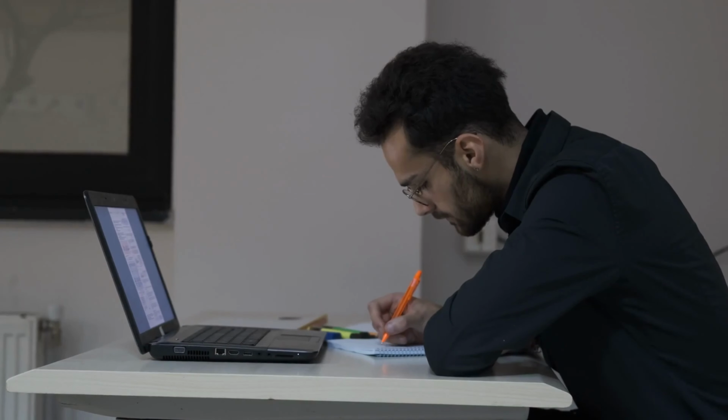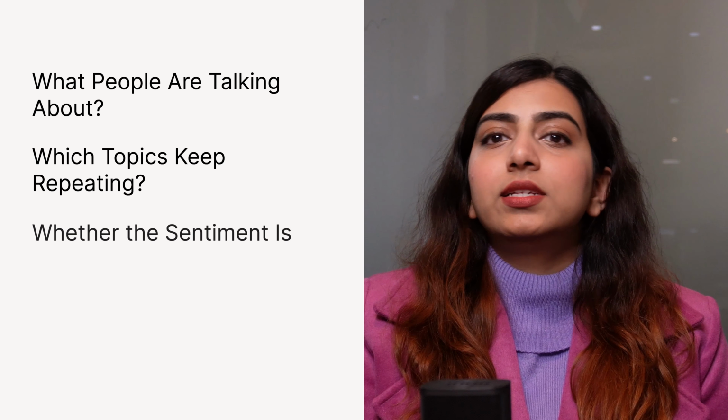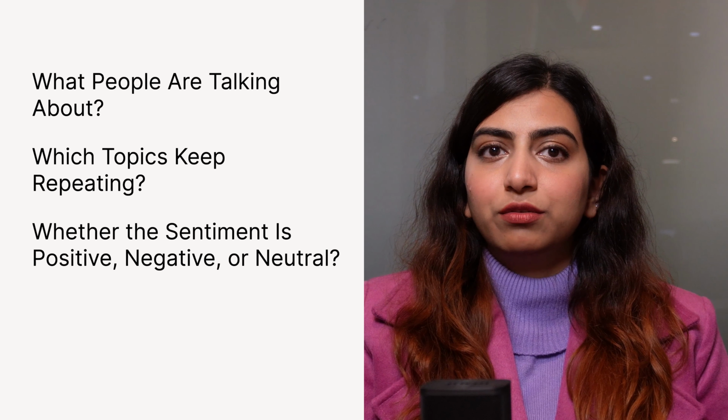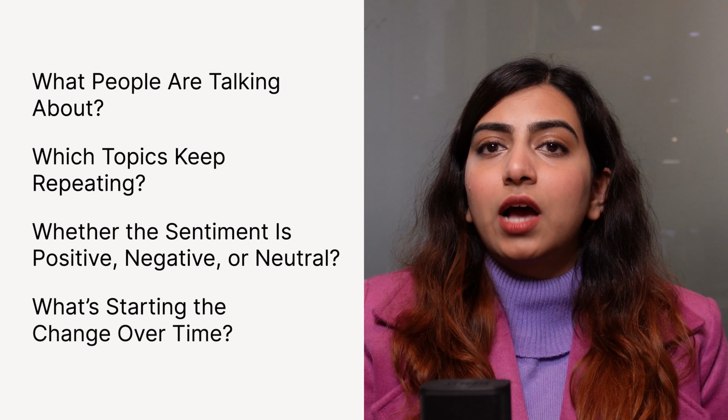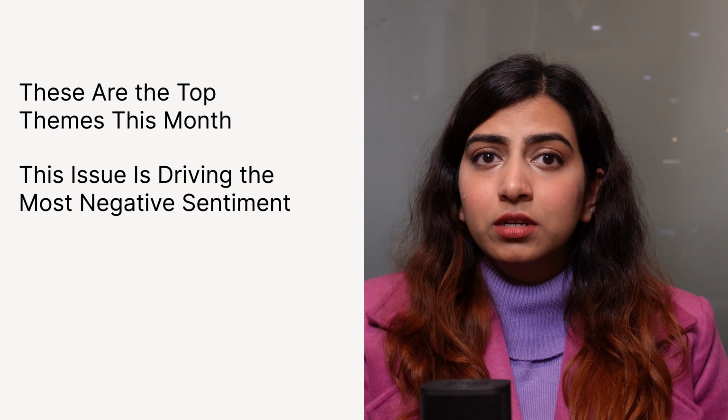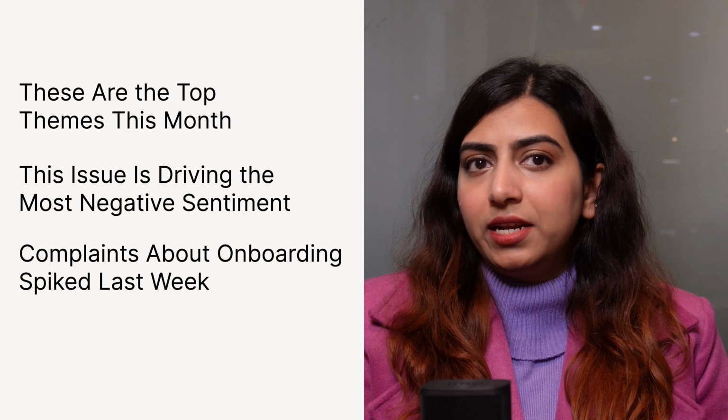These tools are built to do the first layer of thinking for you. They read through large volumes of open text feedback and automatically figure out what people are talking about, which topics keep repeating, whether the sentiment is positive, negative, or neutral, and what's starting to change over time. So instead of opening a spreadsheet and scrolling through hundreds of comments, you open a dashboard and see things like these are the top themes this month. This issue is driving the most negative sentiment. Complaints about onboarding spiked last week.